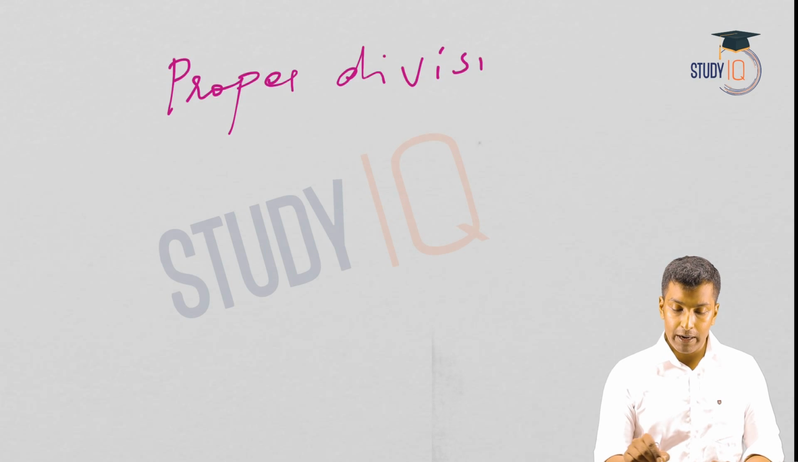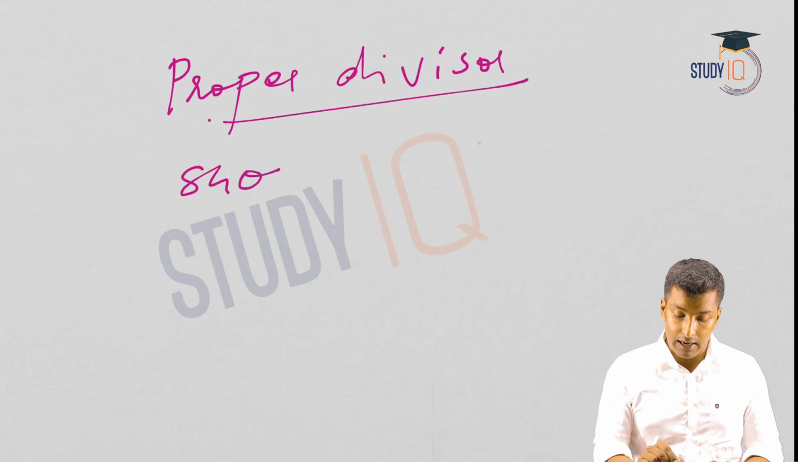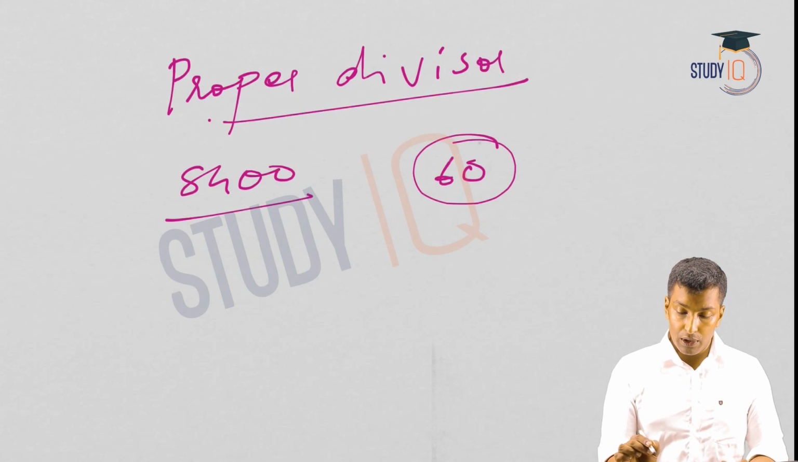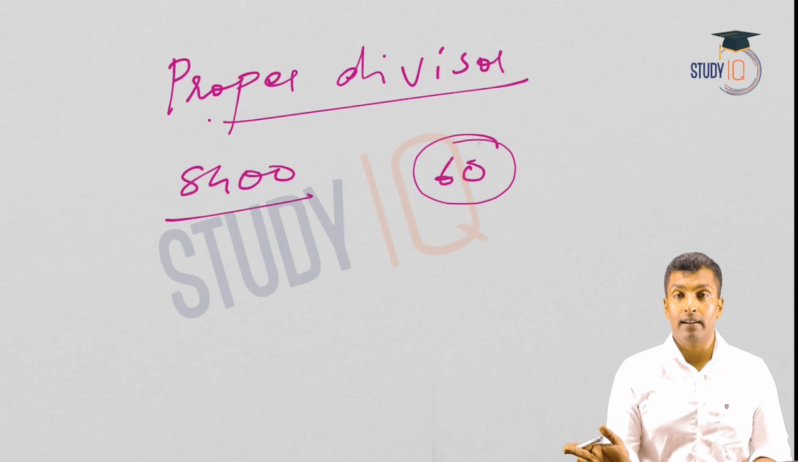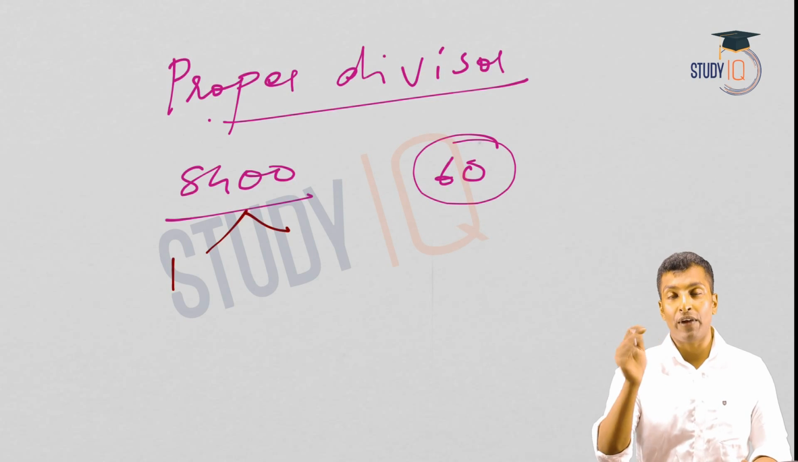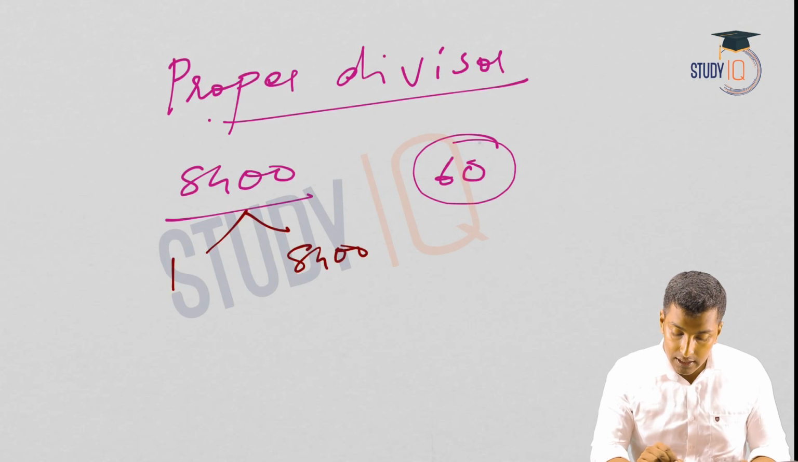Now sometimes you will see proper divisors. You just need to know this concept of proper divisor. So what do you mean by proper divisor? See, you take any number. Let's take this 8400 itself. We have seen that there are 60 factors. So out of this, how many proper divisors are there? See, for this number there are 2 fixed factors. One is always a factor of any number, and the number itself is a factor, 8400.